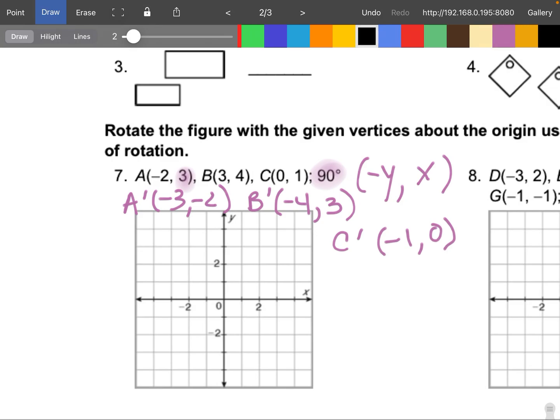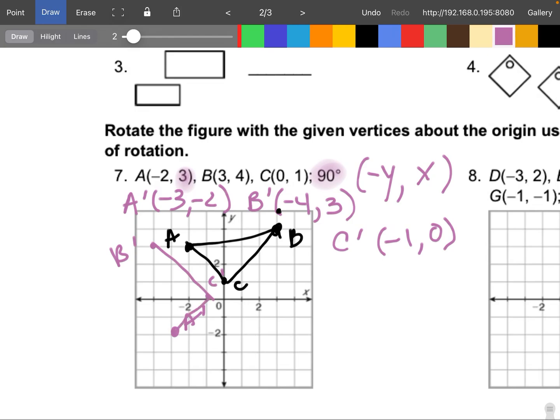So I'll go ahead and graph both so you can see what a 90-degree rotation looks like. So A is negative 2, positive 3. B is 3, 4. Oops, sorry, this would be the point. And C would be 0, 1. So rotating at 90 degrees, it would now be negative 3, negative 2, A prime, negative 4, positive 3, B prime, and C prime would be negative 1, 0.